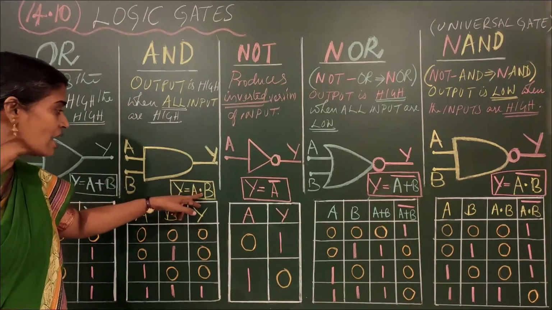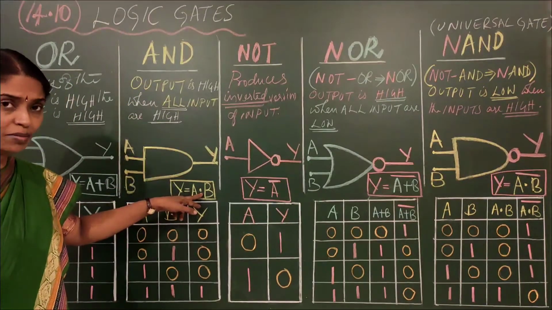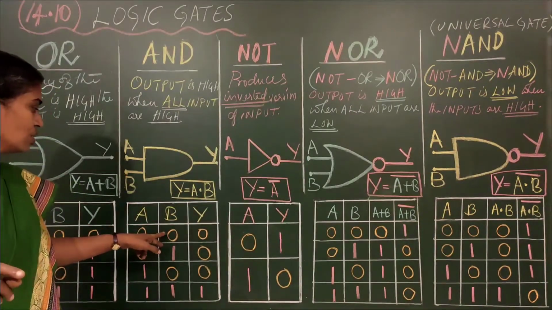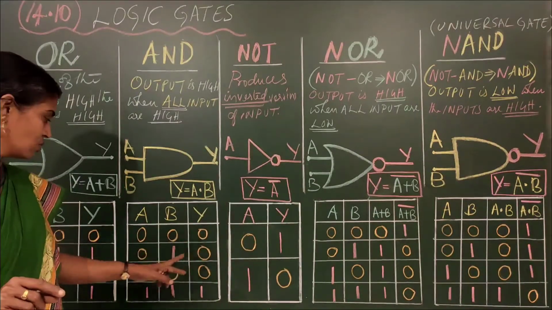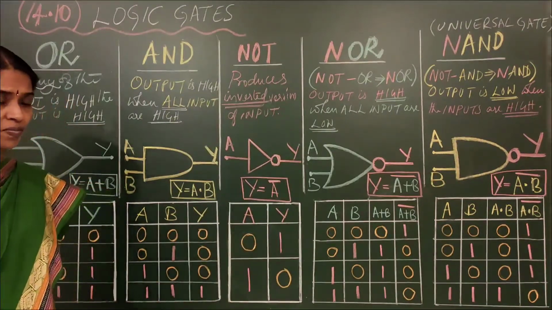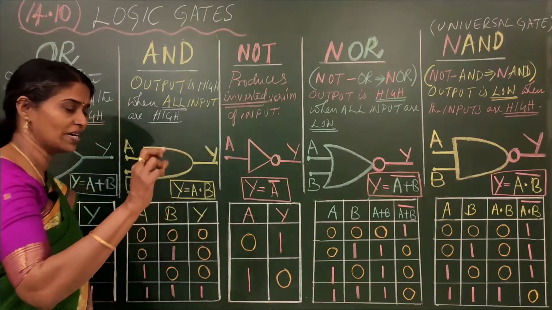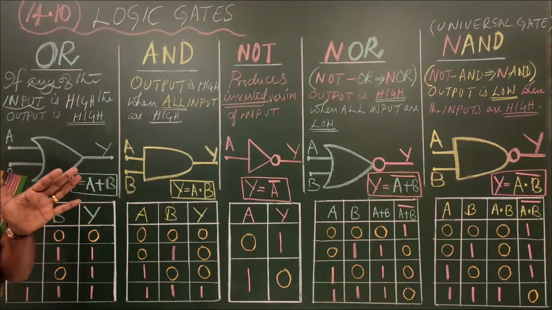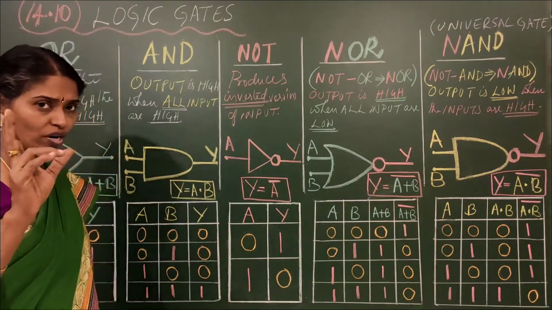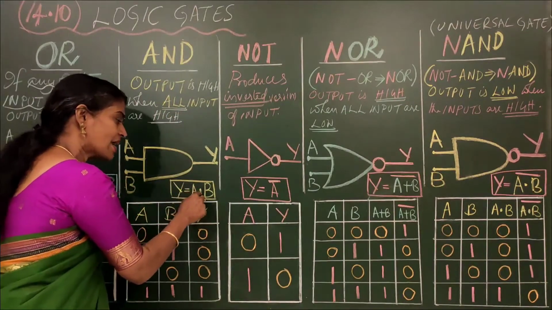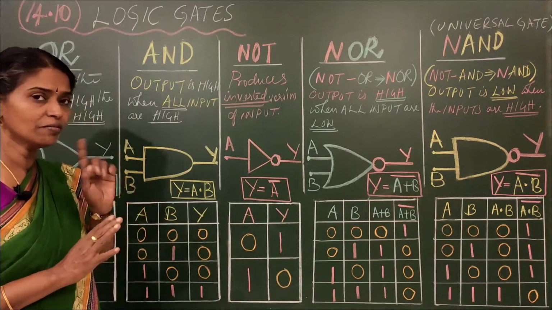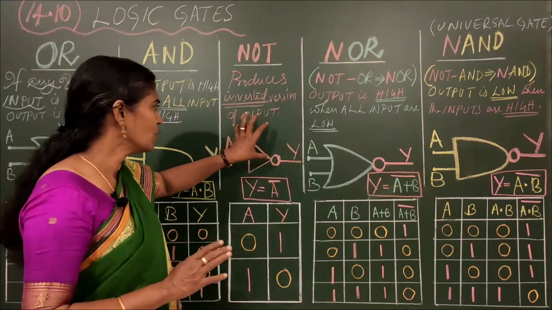AND is A and B. Don't take it as dot. Similar to multiplication but not exactly multiplication. Here 0 into 0, 0. 0 into 1, 0. 1 into 0, 0. 1 into 1 is 1. But may not be always. So this is somewhat like multiplication. This is somewhat like addition. Not perfectly, right? Okay. So it is read as A dot B? No, never. Read as A and B. It's not dot product, cross product, nothing like that. It is A and B. Now, this is a unique gate.